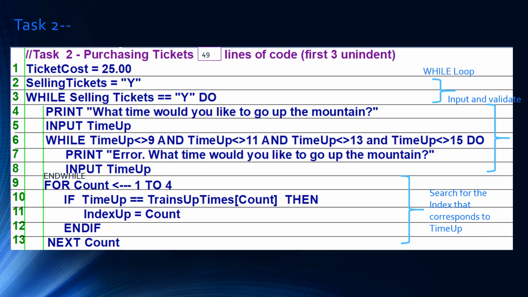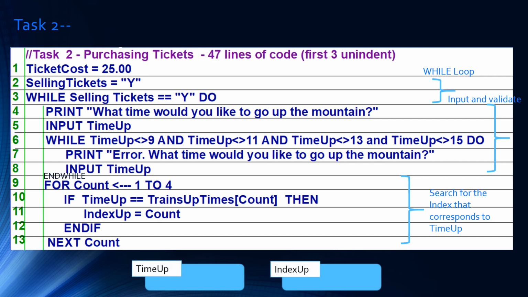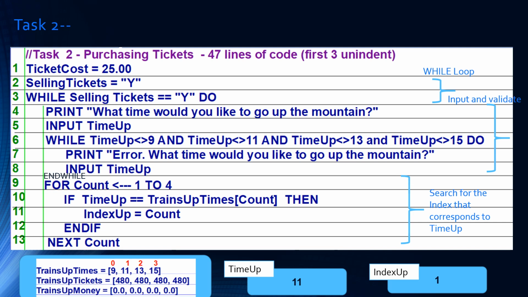After we've validated the time, we will run a short for loop. The purpose of this loop is to extract the index that corresponds to time up. So let's say, for example, the user input the time up as 11. This for loop will iterate through the times up train array and check. Trains up times of 0 is equal to 9. Is that equal to the time they input? No. Trains up times of 11 is at index 1.